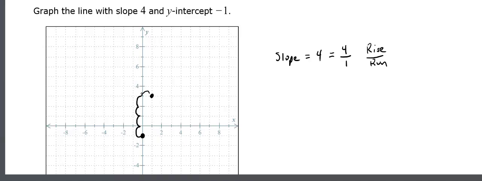Now we can do this as many times as we'd like because the slope's consistent as we move from one point to the other in a linear equation. So from this point, if we wanted to plot another point, we would also rise 4 and run 1. So next, we would connect these with a straight line.